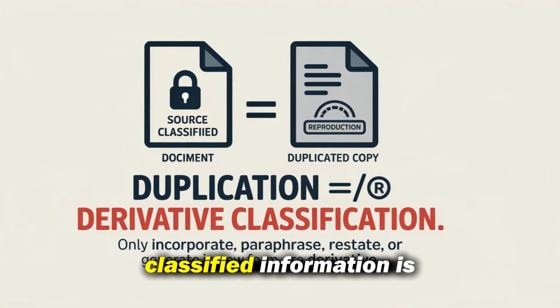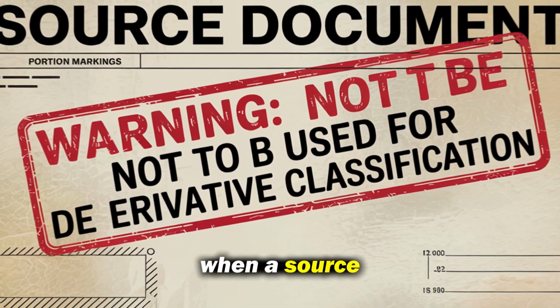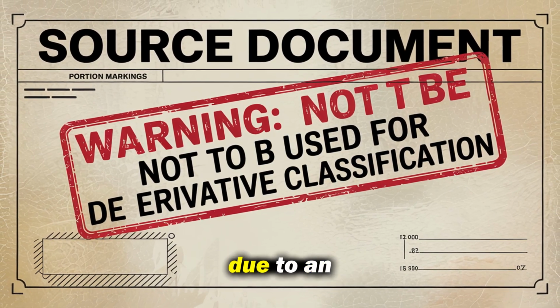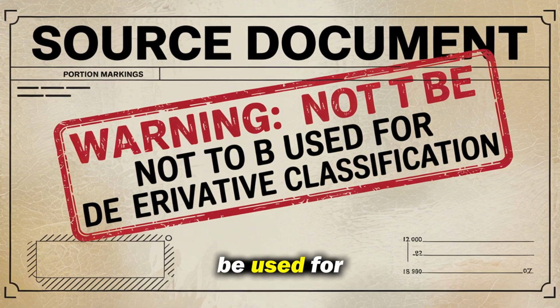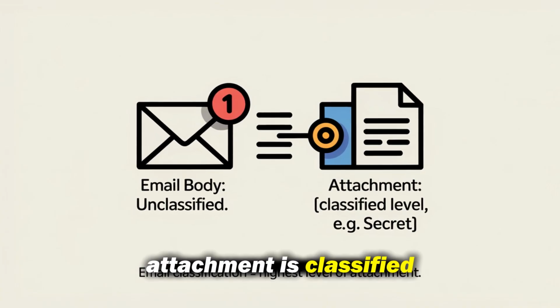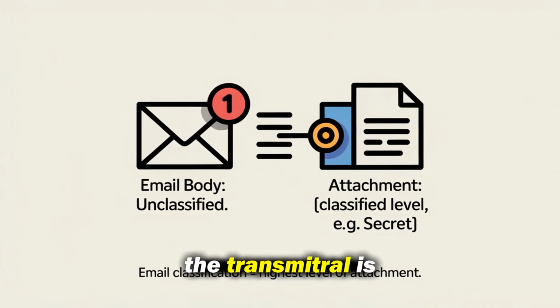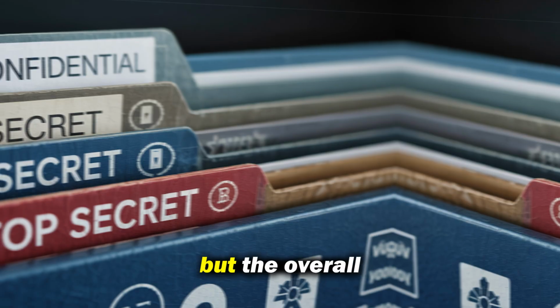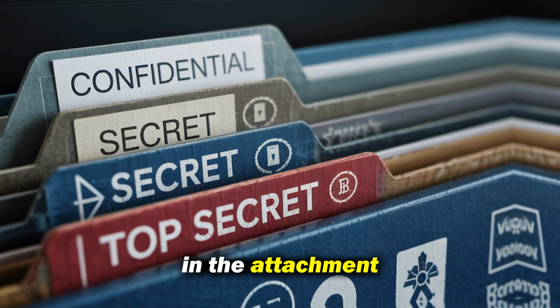Reproducing or duplicating classified information is not derivative classification. Also, when a source document doesn't have portion markings due to an approved waiver, that source must include a warning that it cannot be used for derivative classification. For example, if an email attachment is classified but the body is not, and it's transferred on the classified system, the transmittal is not automatically derivative, but the overall classification must reflect the highest level present in the attachment.